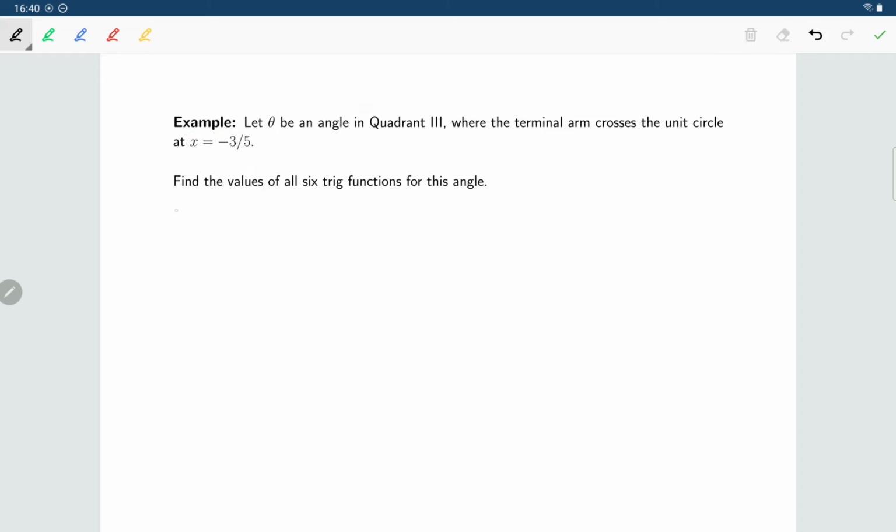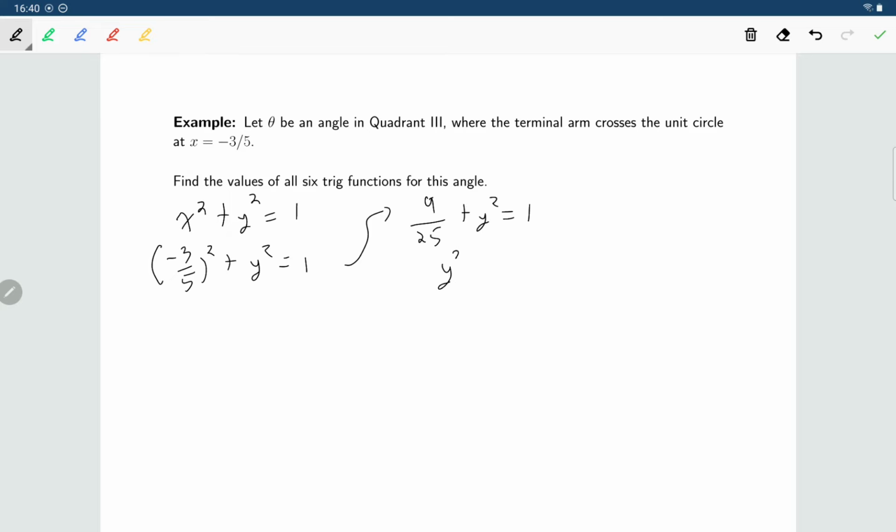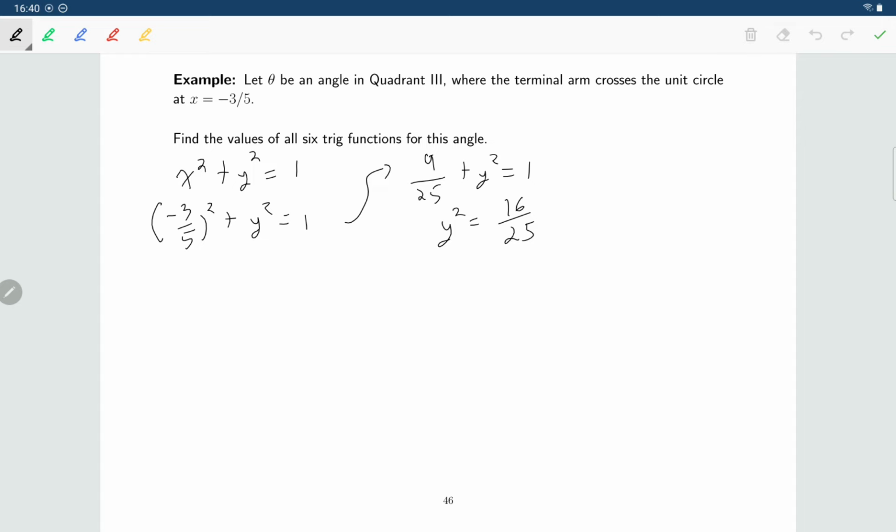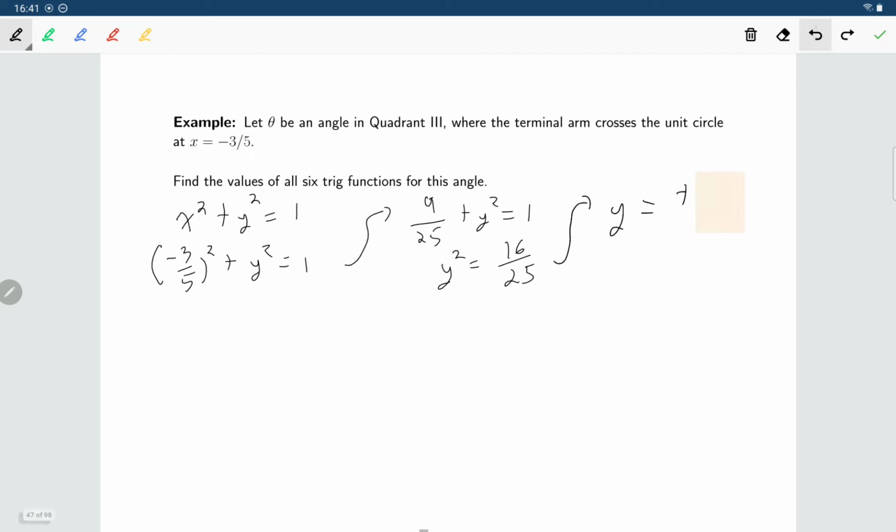We know that x squared plus y squared is equal to 1, and x is supposed to be negative 3/5. And so we can find out without too much difficulty that y squared is equal to 16/25. So now the next thing that we need to think about here is when we're looking at what y is, we know that we're going to take a square root, but the question is, is it the positive square root of 16/25? Is it the negative square root of 16/25?